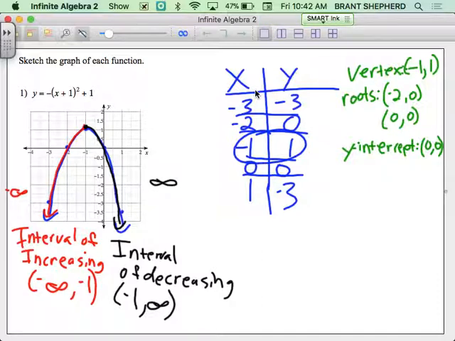Okay. I can also see some intervals of positive and negative, but we're going to look at all of these key features again in a later video.